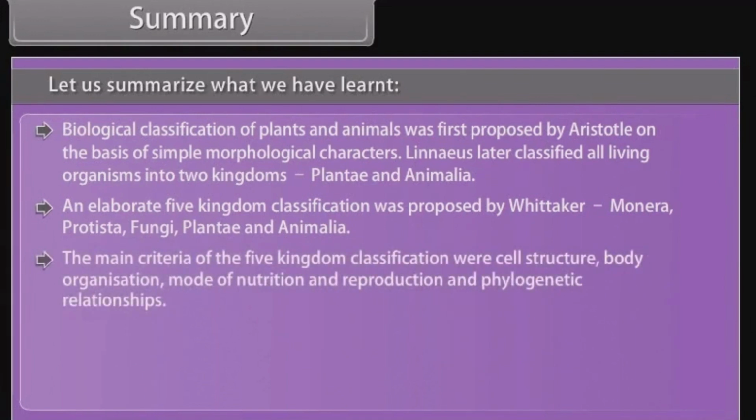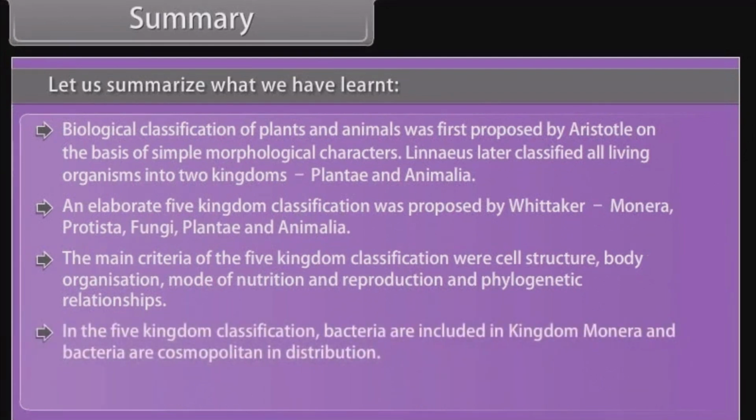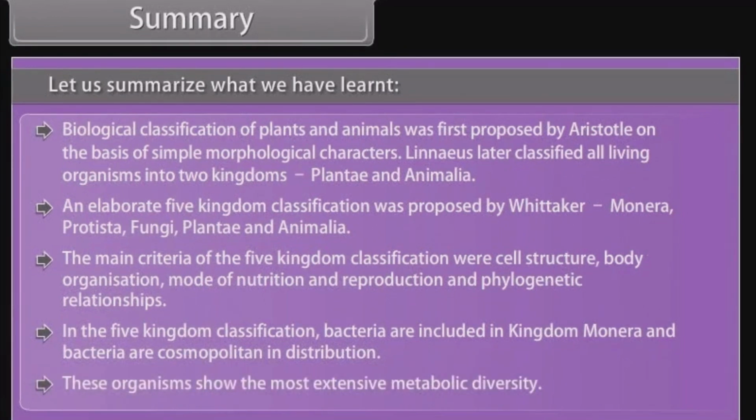The main criteria of the 5-kingdom classification were cell structure, body organization, mode of nutrition and reproduction, and phylogenetic relationships. In the 5-kingdom classification, bacteria are included in kingdom Monera, and bacteria are cosmopolitan in distribution. These organisms show the most extensive metabolic diversity.